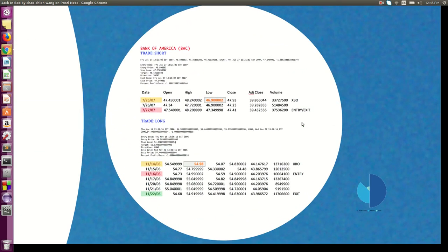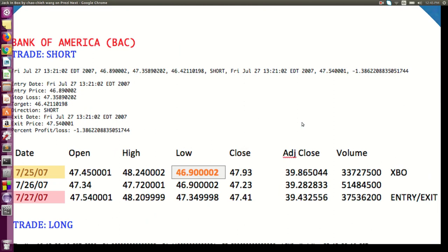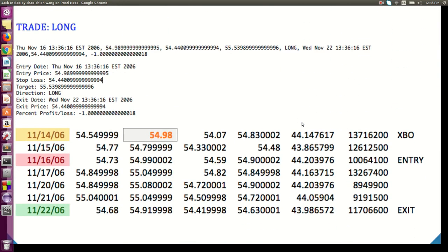To check whether our patterns are working well or not, we took some previous data from Bank of America and compared that data, and it seems good.